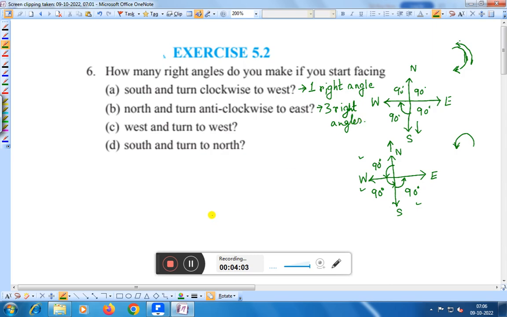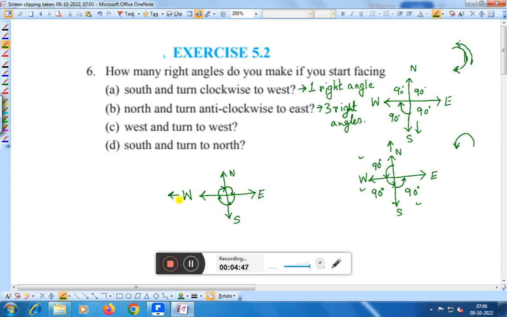Now question number C. West. We are making the directions first. This is east, this is west, this is north, and this is south. Right? Now west and turn to west. We are facing west and turn to west. Let us go in the clockwise direction first. You will go from here to here, then here to here, and then here to here.